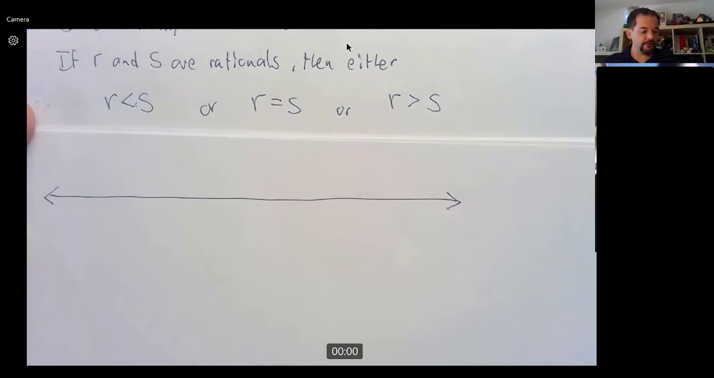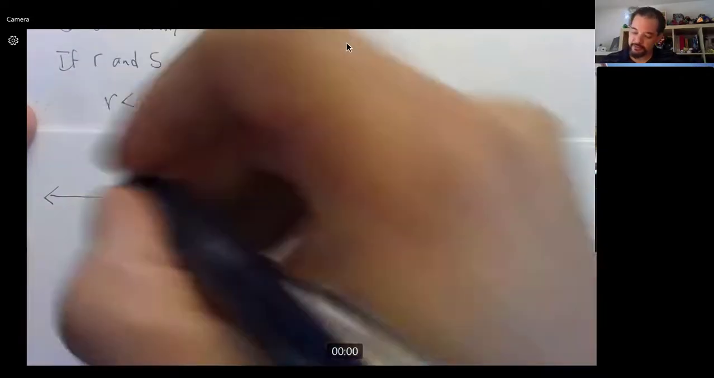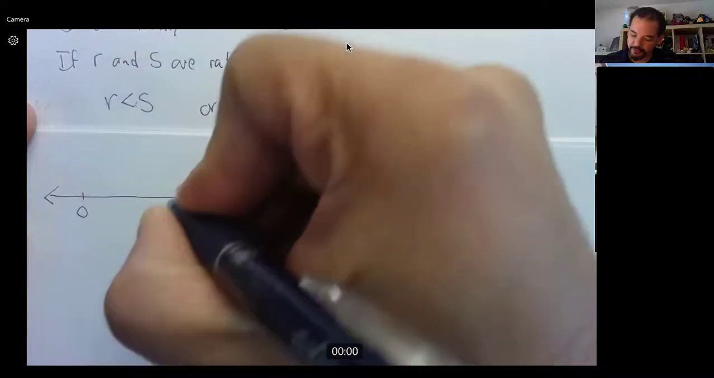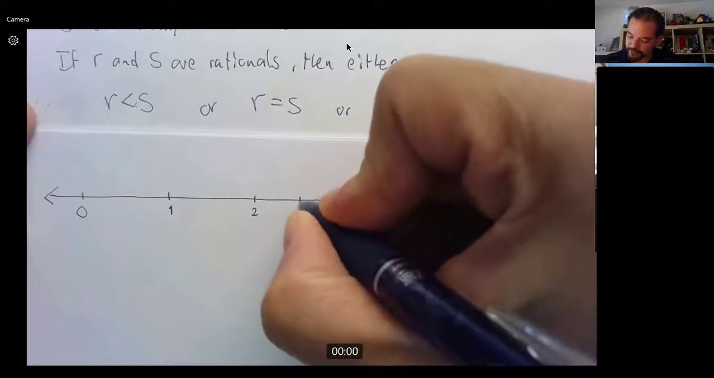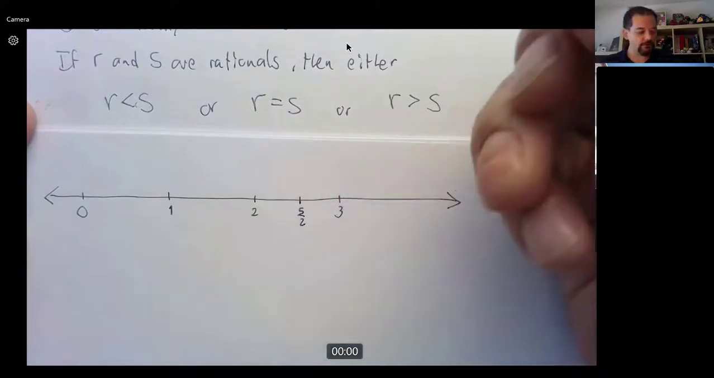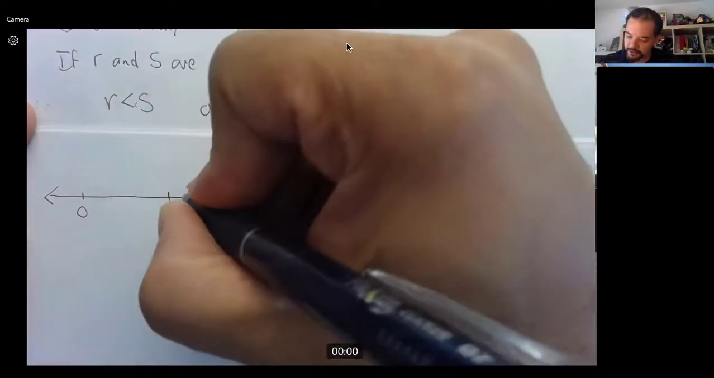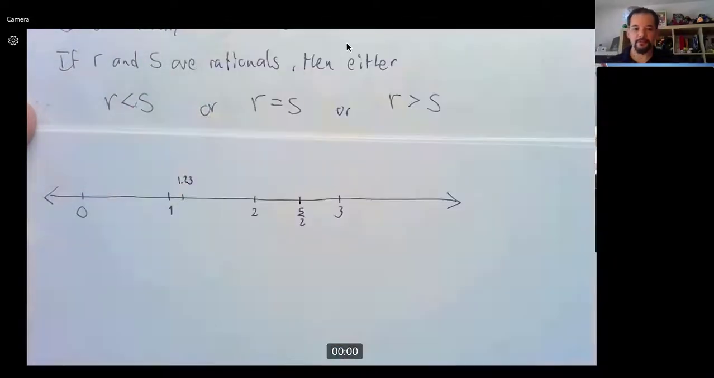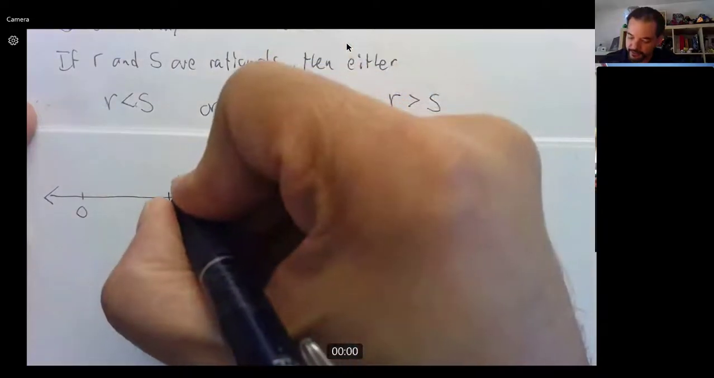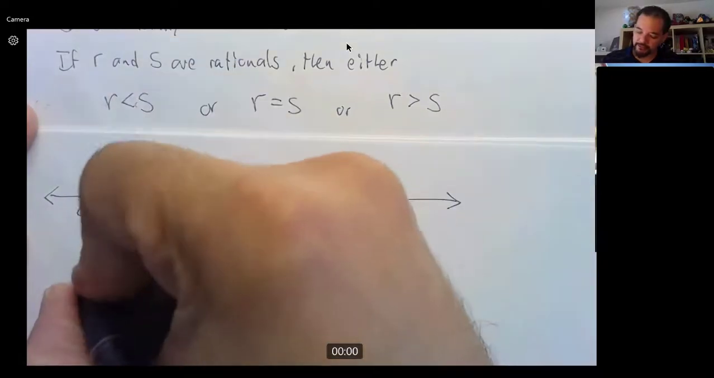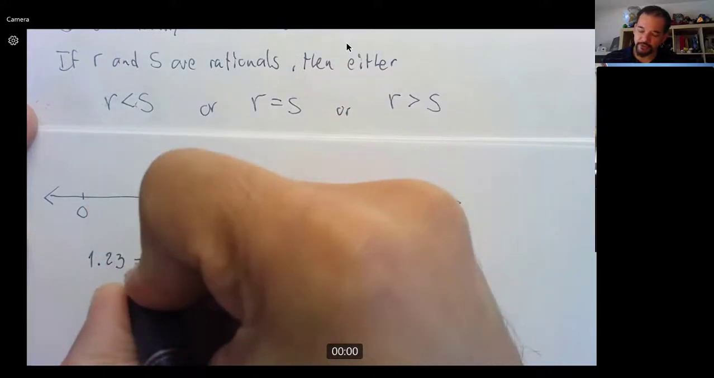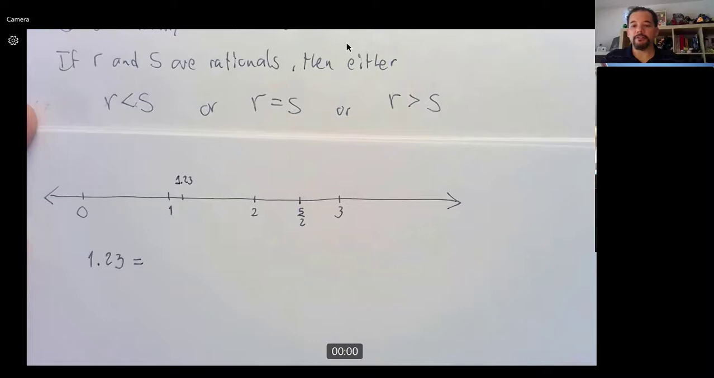If you represent them on the line, for example, let's say that 0 is here and 1 is here and then 2 and 3, then between 2 and 3 is exactly 5/2. That's a rational number. And somewhere over here is 1.23. That's another rational number. Any number that you can write as a terminating decimal is a rational number, correct? Like 1.23. Why is this number a rational number? How can I tell? Well, I need to write it as a fraction of two integers. What would be the two integers?